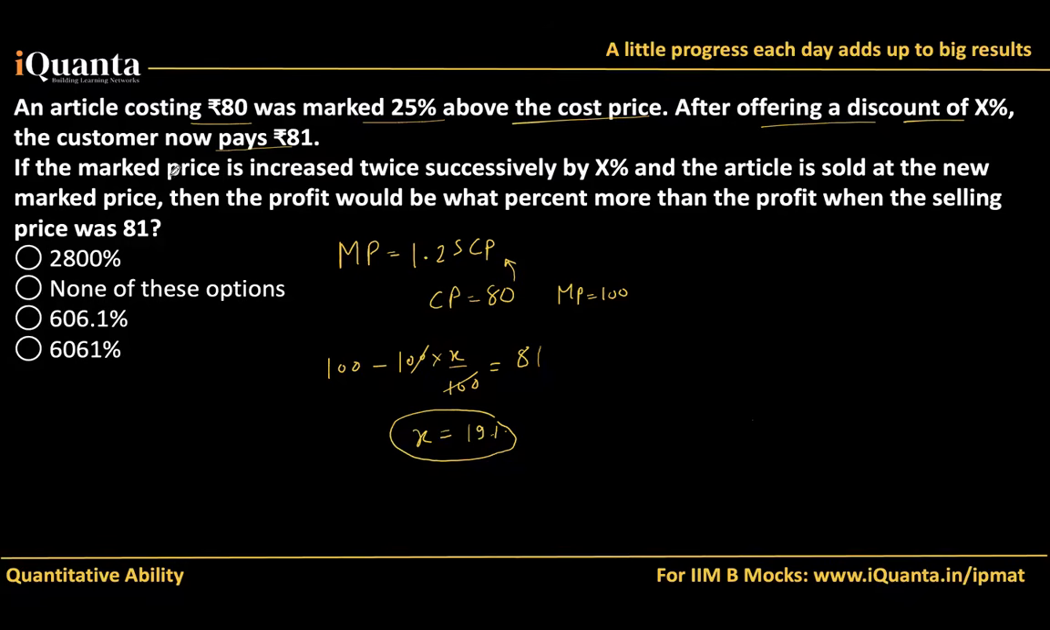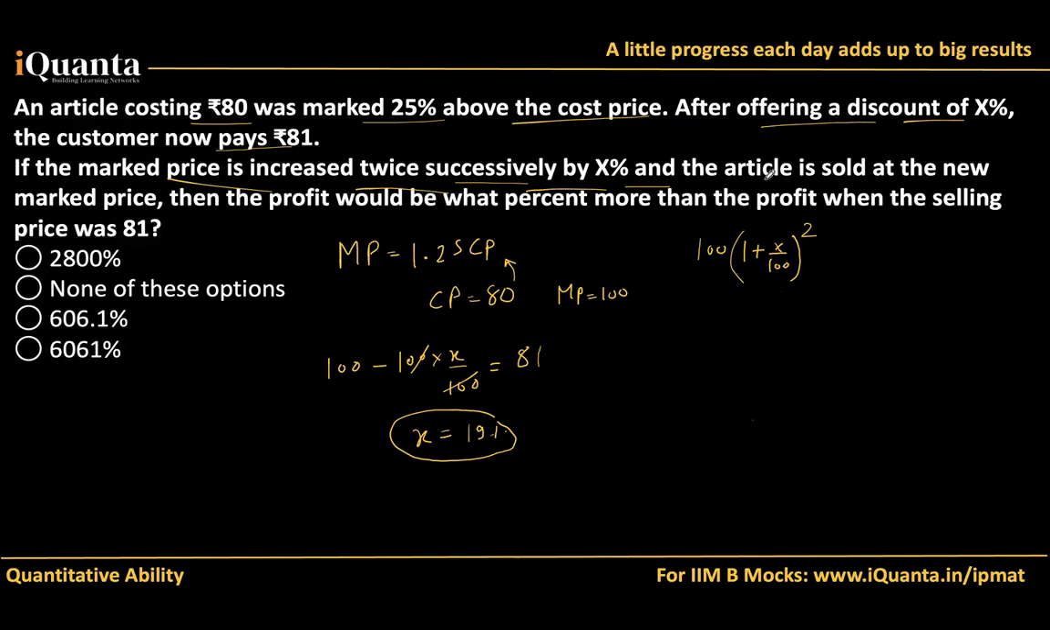Now the question says that if the mark price is increased twice successively by X percent. So mark price was 100, you increase it successively twice by X percent. When you increase some quantity, say 100 or anything, by X percent, you multiply it with 1 plus X by 100. Because this has to be done twice, we'll again multiply this with 1 plus X by 100. So we can directly write this. Mark price increases successively. So this is my MP now.